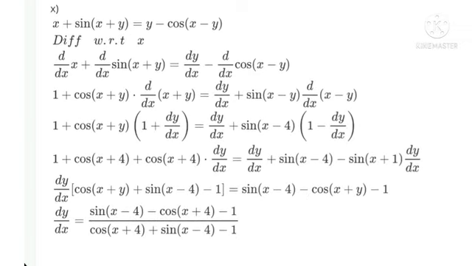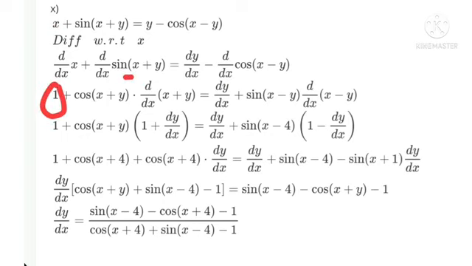Similarly, 10th example, x plus sin(x plus y) is equal to y minus cos(x minus y). Differentiate with respect to x, we get, what is the derivative of x? d by dx of x plus d by dx of sin(x plus y) is equal to dy by dx minus d by dx of cos(x minus y). So what is the derivative of x? Derivative of x is 1.